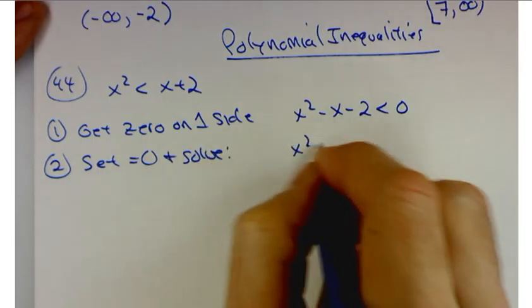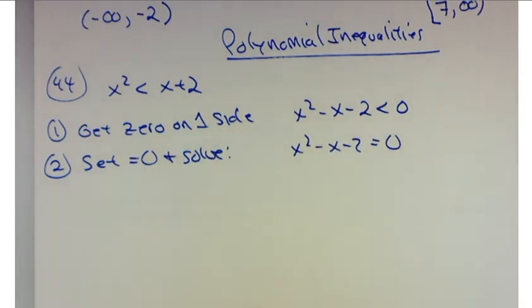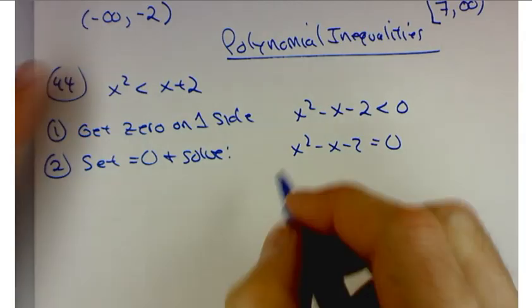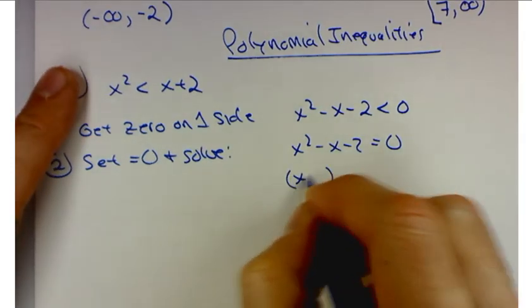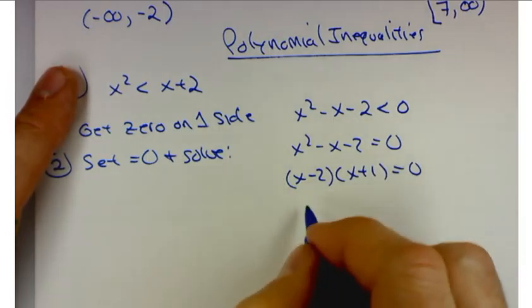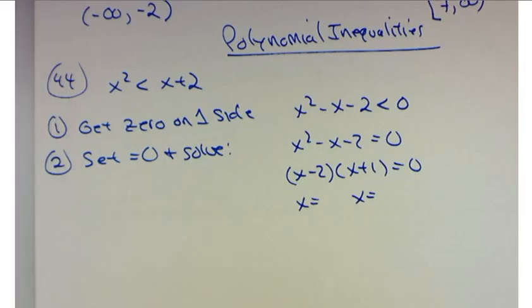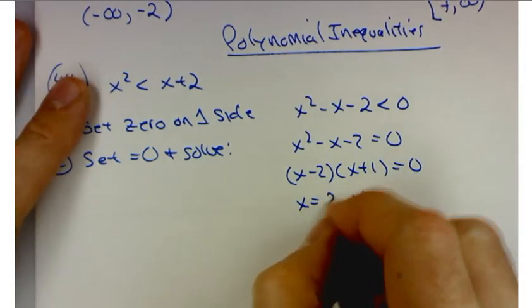So x squared minus x minus 2 equals 0. Where does that actually equal 0? Or how am I going to solve that? X minus 2 and x plus 1. So it equals 0 at what values of x? 2 and negative 1.